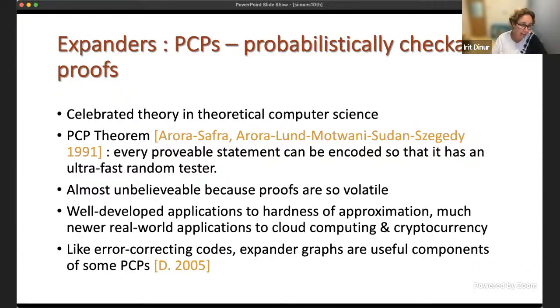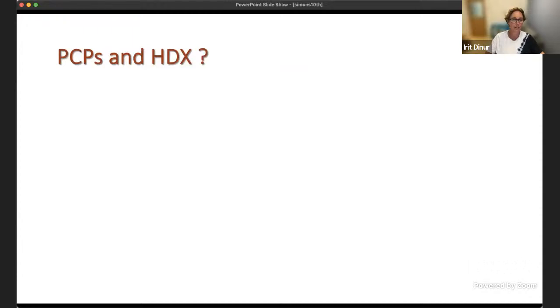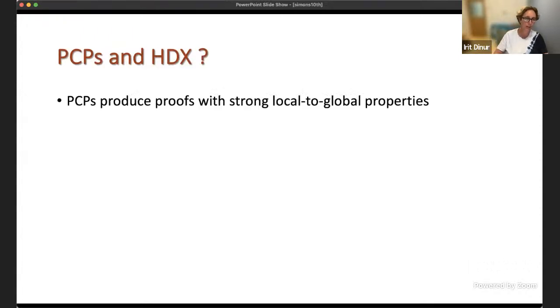And it turns out that, like in the case of error correcting codes, expander graphs are useful components in some constructions of probabilistically checkable proofs. And let me tell you a little bit about that in one more slide.